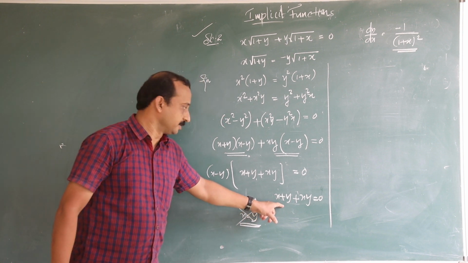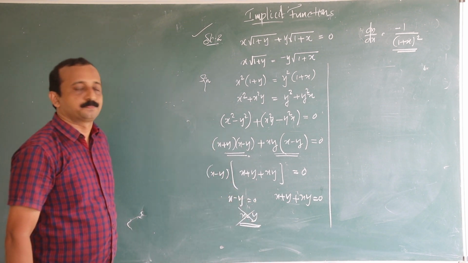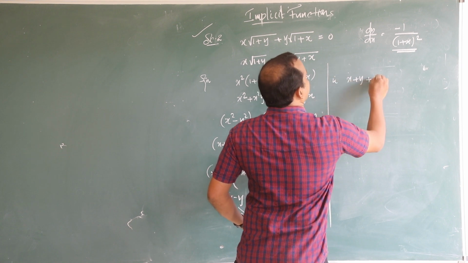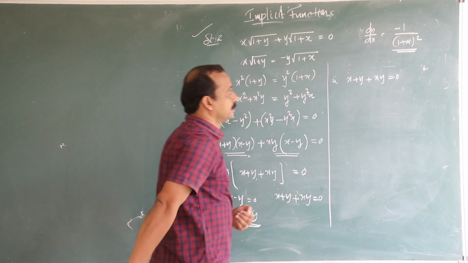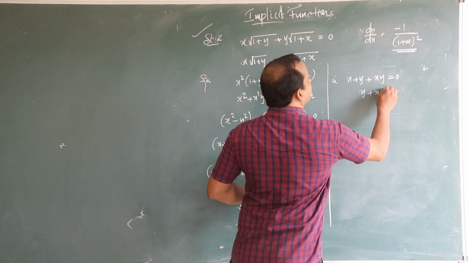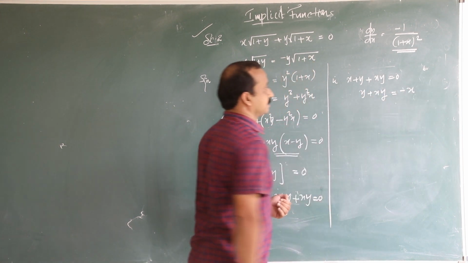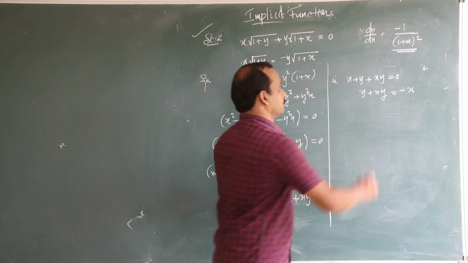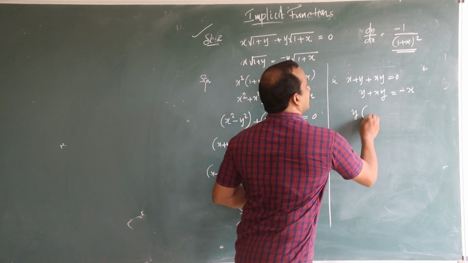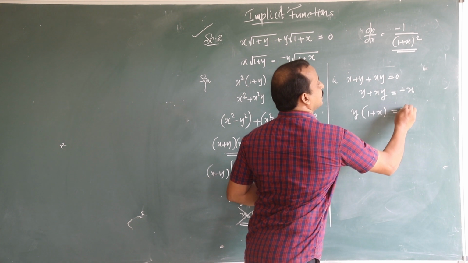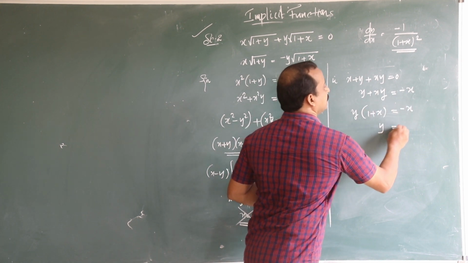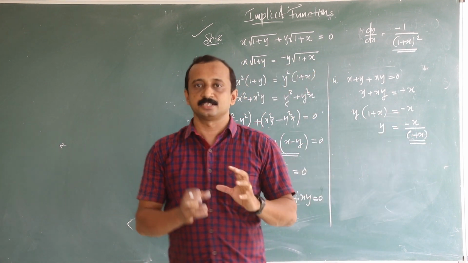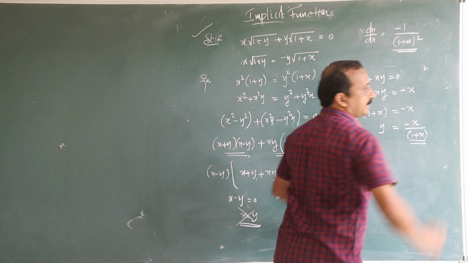Now the second factor: we get x plus y plus x y equal to 0. Therefore y plus x y is equal to minus x. We want the given function in the form y is equal to f of x, so we take y as a common term, that is y into (1 plus x) equal to minus x, and therefore y is equal to minus x divided by (1 plus x). Therefore the given function is of the form y is equal to f of x.